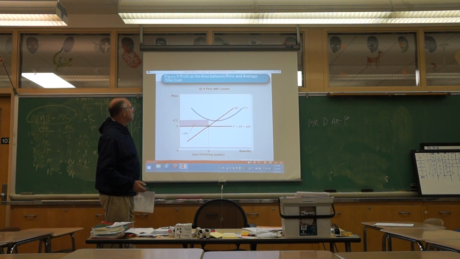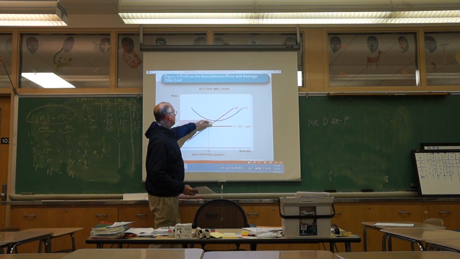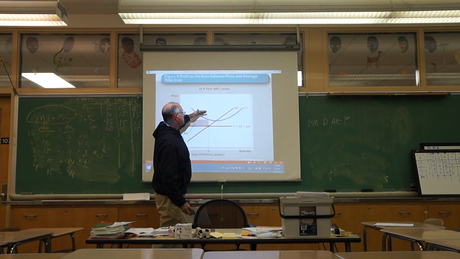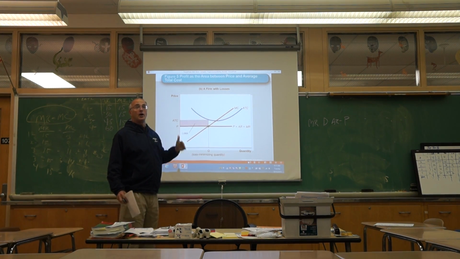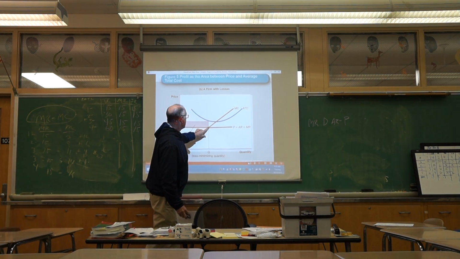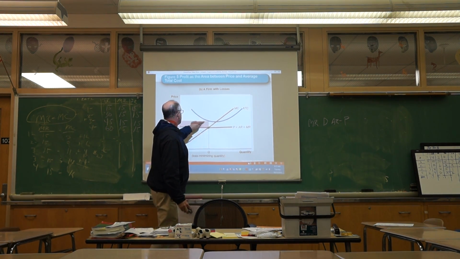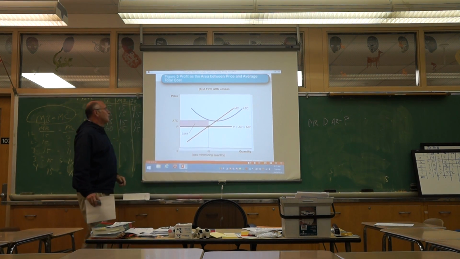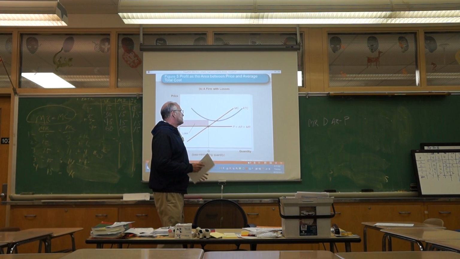And now I'm just going to show it to you the other way. If ATC is above, that's just telling you total costs are higher than total revenue. So then you do the same thing. You take your MR equals MC up to the ATC, and there is your loss box. That's the minimum you can lose.